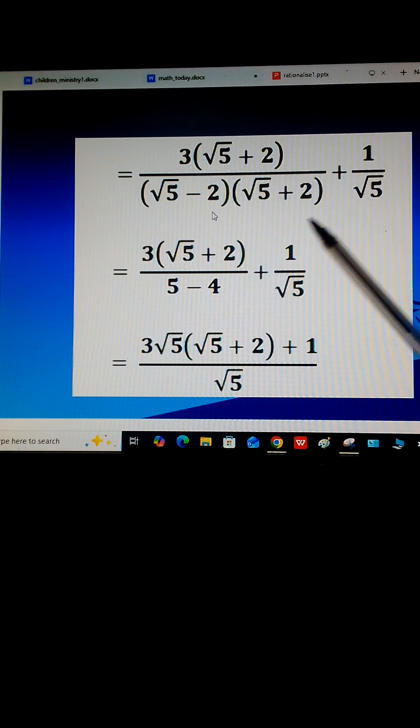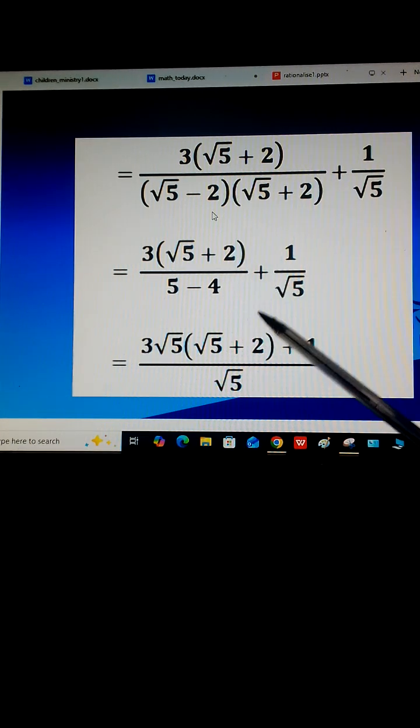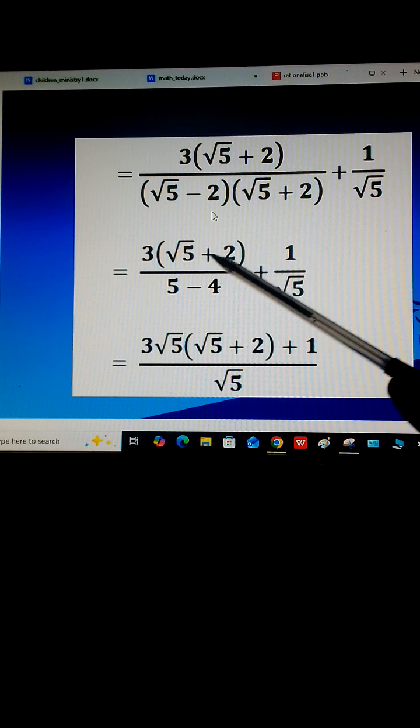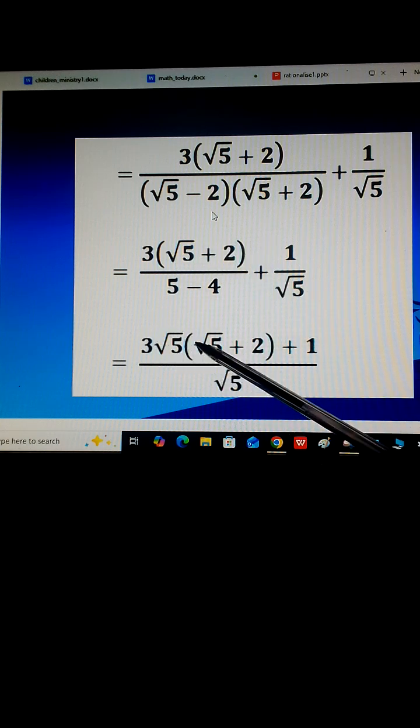We find the LCM of 1 and root 5, which is root 5. 1 goes into root 5, root 5 times. Root 5 times the numerator. So I'll multiply root 5 by this. Then plus, root 5 goes into root 5 once. 1 times 1 is 1.